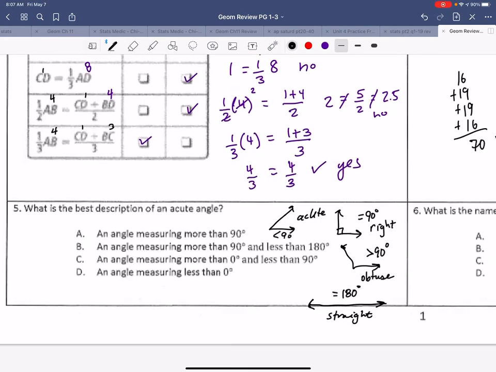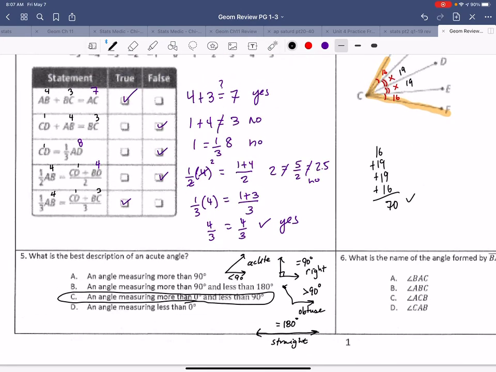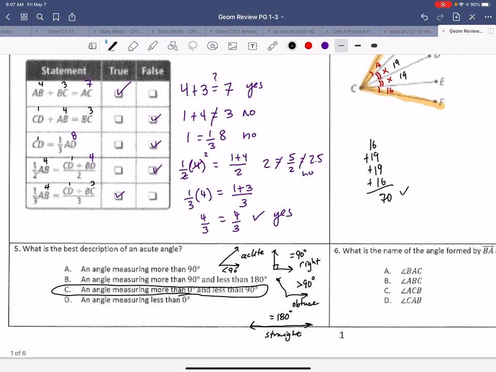So which one best fits it? An angle measuring more than 0 but less than 90. Yeah, if it's less than 0, that's going to be weird, right? That's not an angle, so yeah. It's less than 90, but it has to be greater than 0.